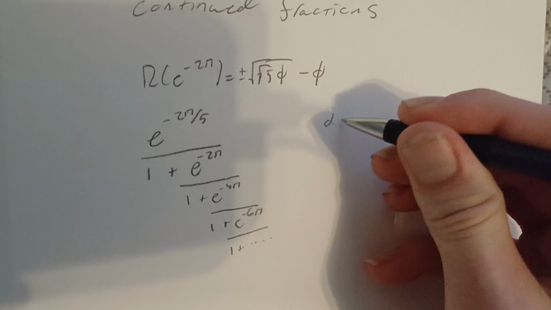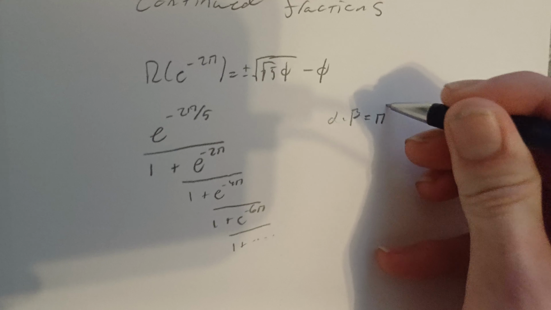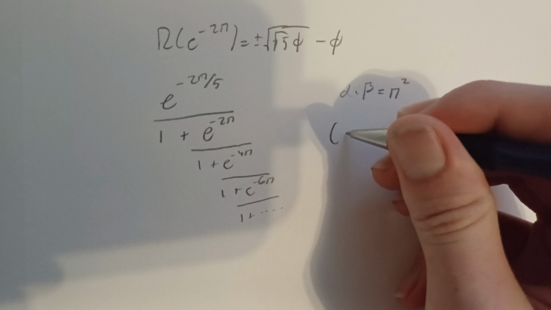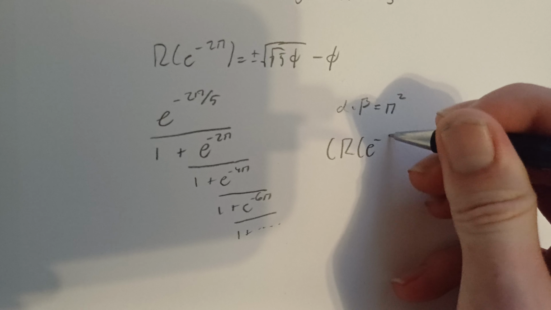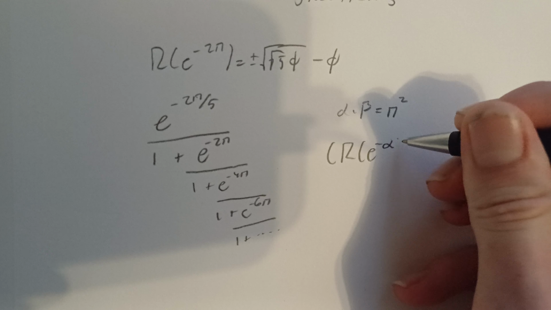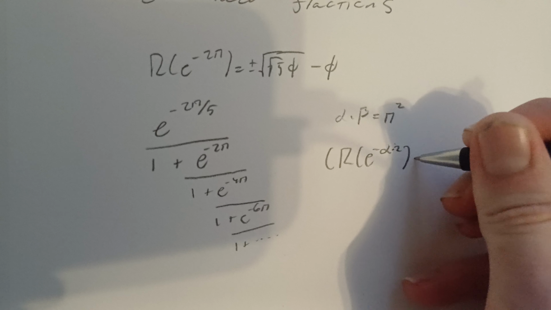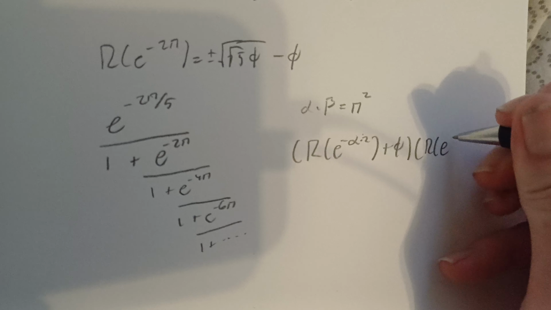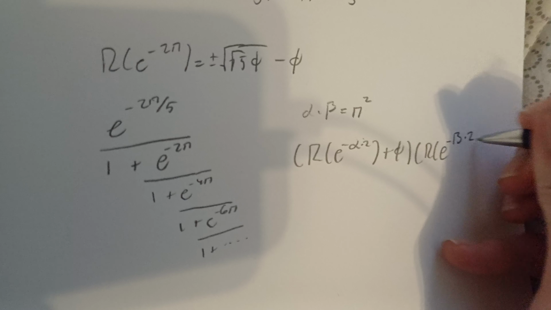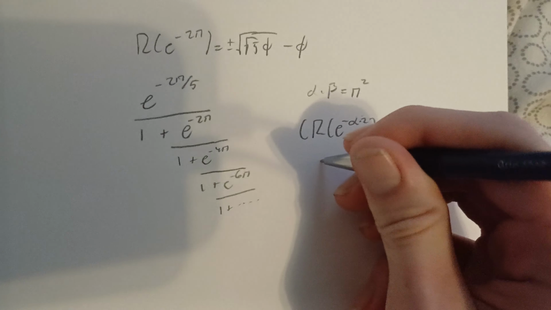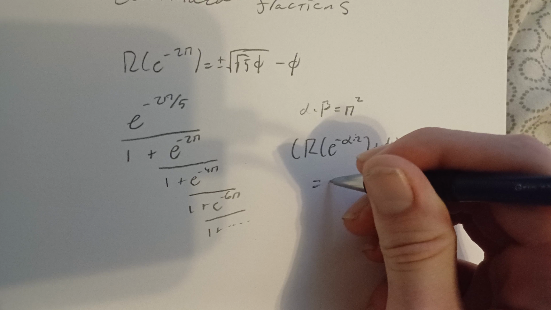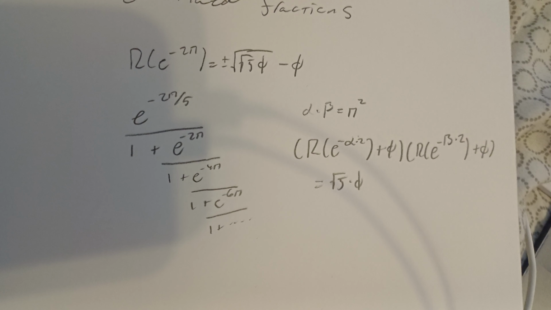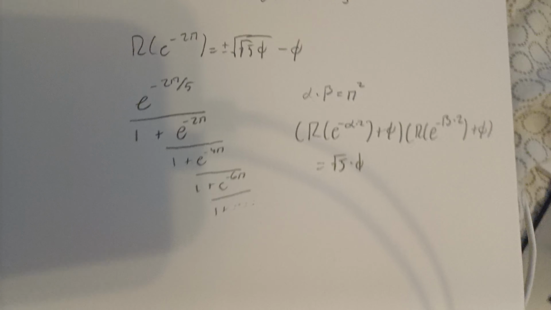If you have alpha times beta equals pi squared, you will get the following identity: the continued fraction at e to the minus alpha times 2 plus the golden ratio, times the continued fraction at e to the minus beta times 2 plus the golden ratio, equals square root of 5 times the golden ratio.